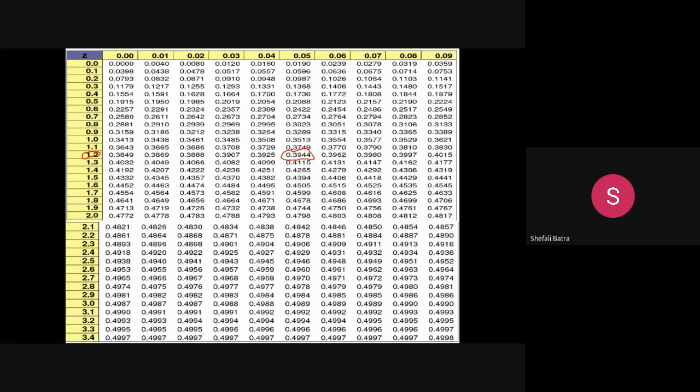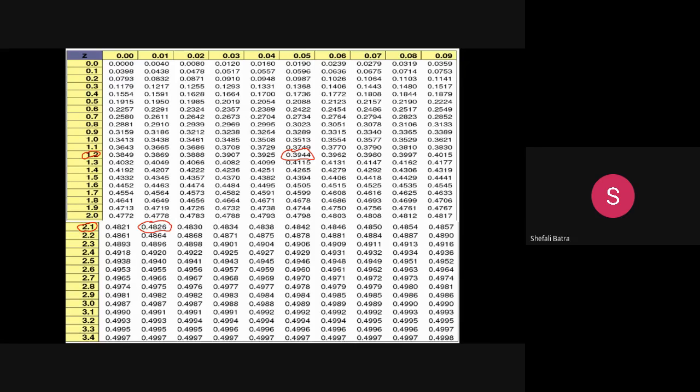Similarly, if you want to find the value of 2.11, how will you start? This is 2.1 and you need to find 0.1 over here. So their intersection point is this, and the value would be 0.4826.